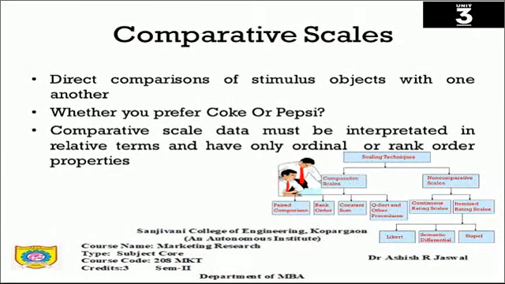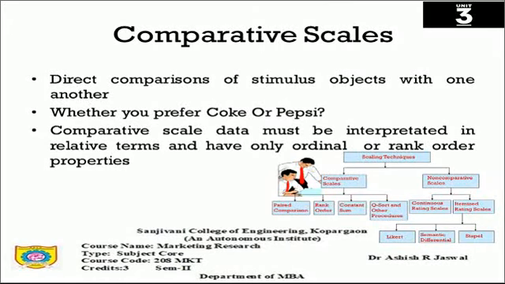Direct comparison of stimulus objects with one another is comparative scale. For example, whether you prefer to have Coke or Pepsi, whether you prefer an antiseptic soap or a glycerin based soap. Comparative scale data must be interpreted in relative terms and have only ordinal or rank order properties. Important for us to analyze. Comparative scales have only ordinal or rank order properties.